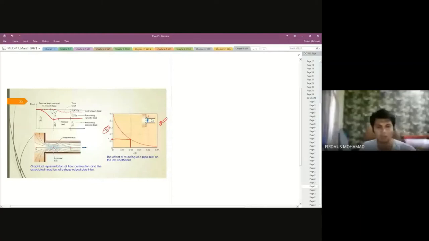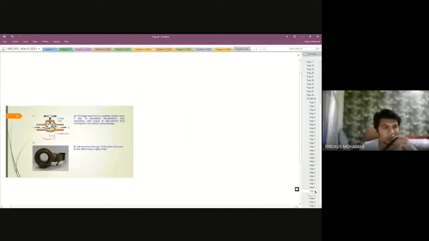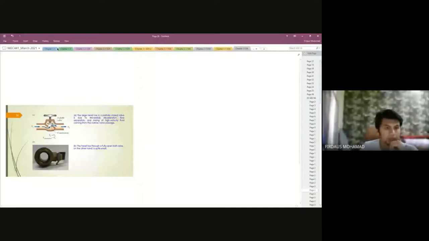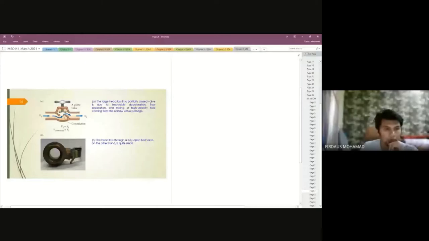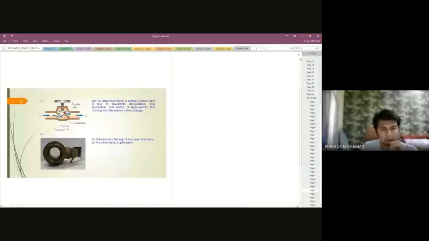This is for a gate or globe valve. As you can see, for the globe valve, V2 is equal to V1 in the pipe, but in the constriction V is larger than V1, because of the low diameter of this constriction. The large head loss in a partially closed valve is due to irreversible deceleration, flow separation, and mixing of high velocity fluid coming from the narrow valve passage.